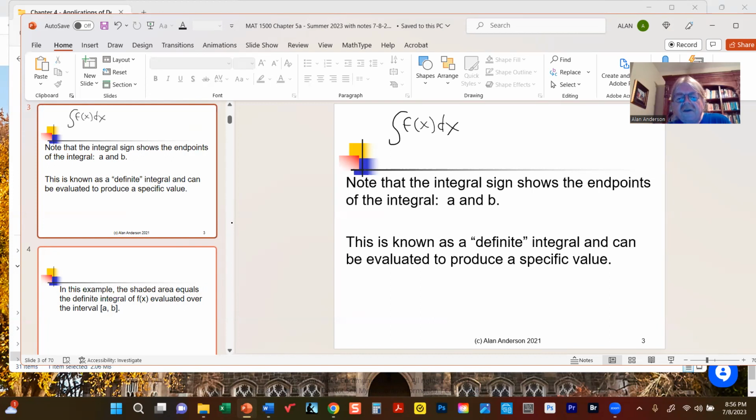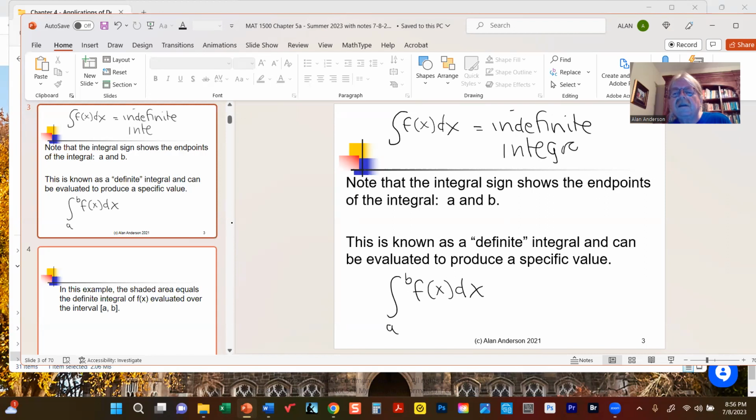You've got a range of specific values. This A and B are two constants. So what this means is that there's actually two types of integrals that we may encounter. This one is called an indefinite integral. And this one is called a definite integral.